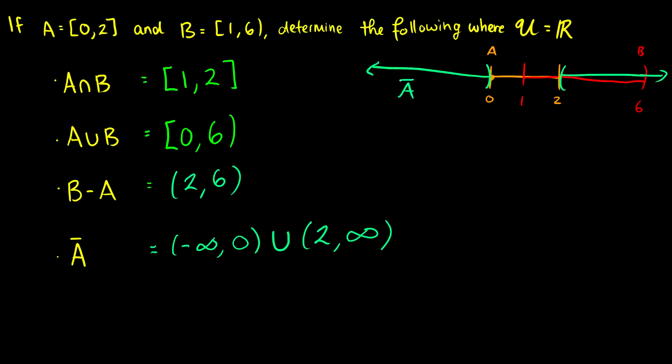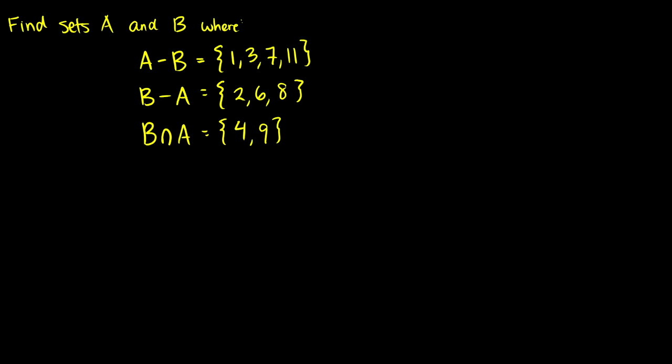Okay, so that's the first question. If you can do this with these continuous intervals, then you should be able to do them with discrete sets, no problem. Some questions might be a little bit trickier, however, where instead of given sets A and B and finding the union or complement or the intersection, you may be given some operations and have to find the original sets. So in this question, we have to find set A and B, but we know that A minus B is 1, 3, 7, 11, B minus A is 2, 6, and 8, and the intersection is 4 and 9.